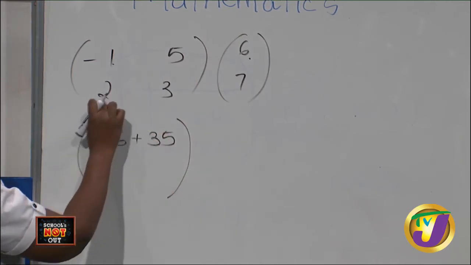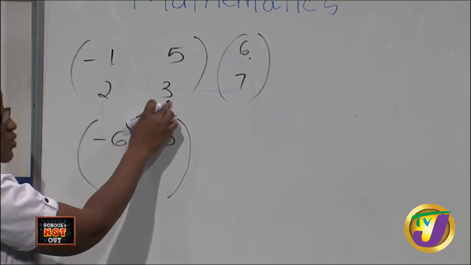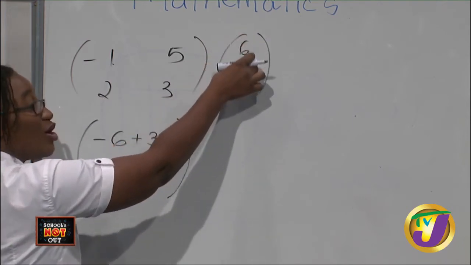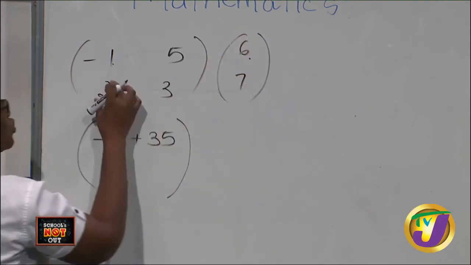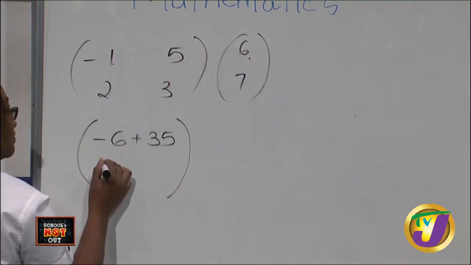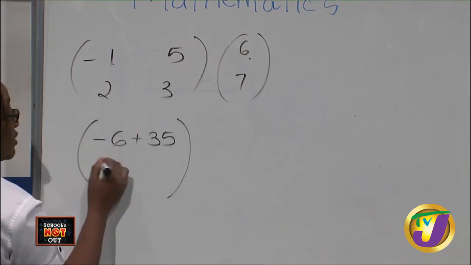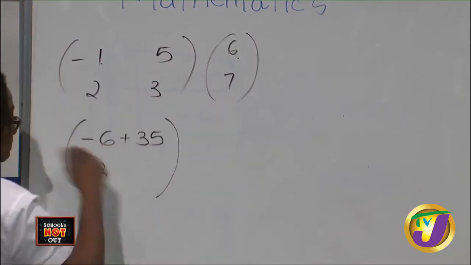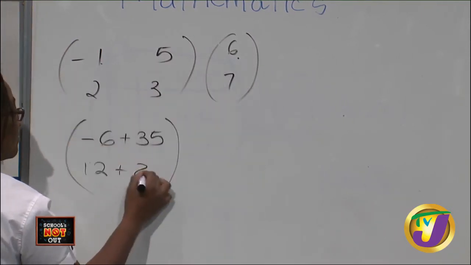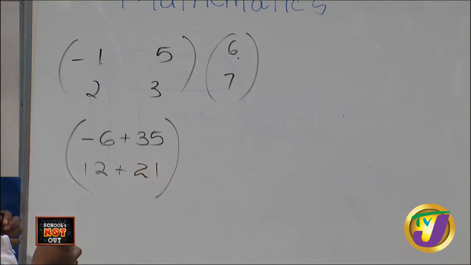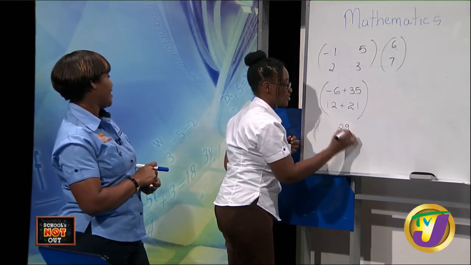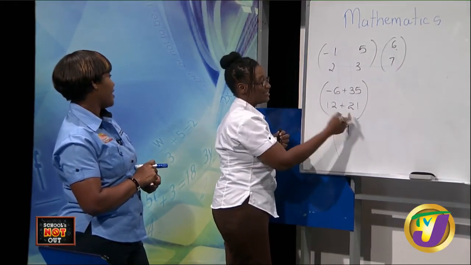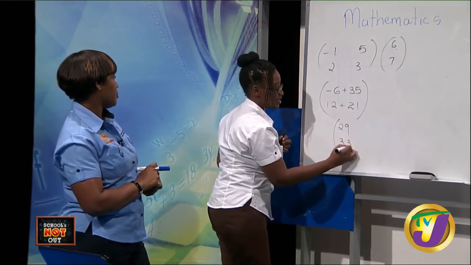So we are moving now to row two, and we're using it to multiply column one. So 2 times 6, or 2 multiplied by 6 gives us 12. And 3 multiplied by 7 looks like 21. Okay. So we have negative 6 plus 35, which gives us? 29. Okay, you are on the ball. So we have 29 and 33.